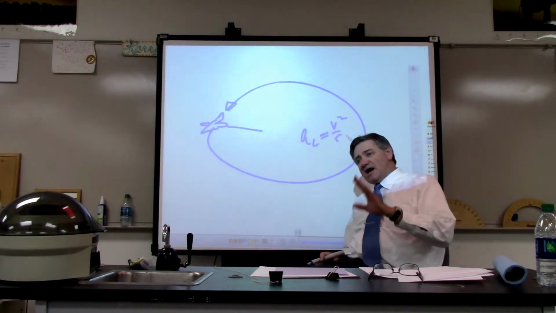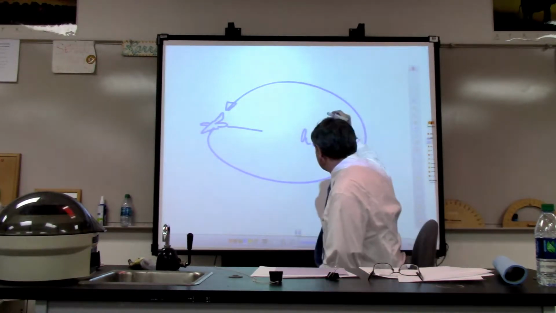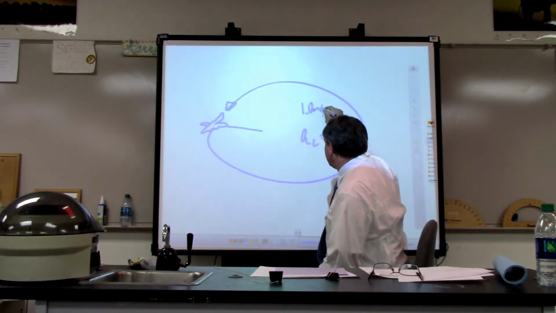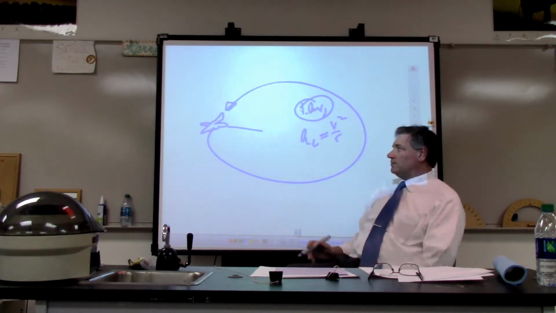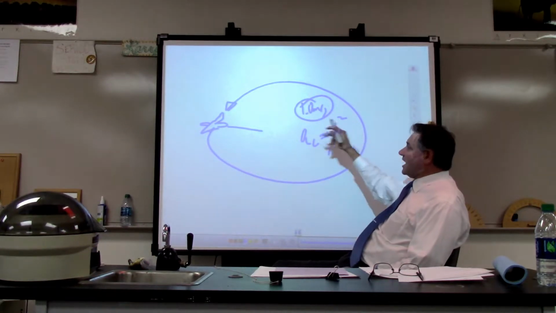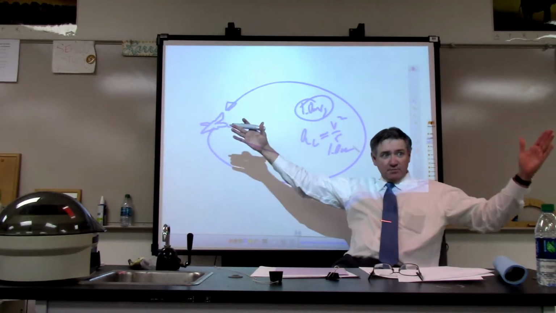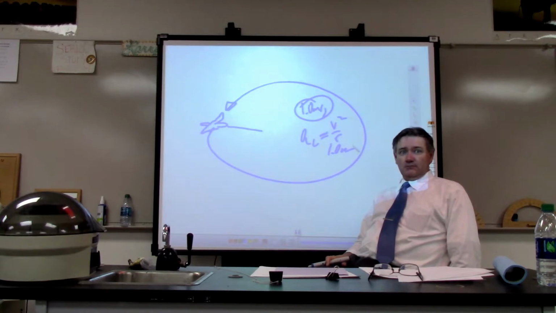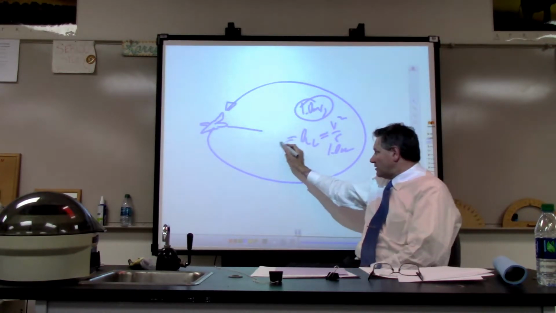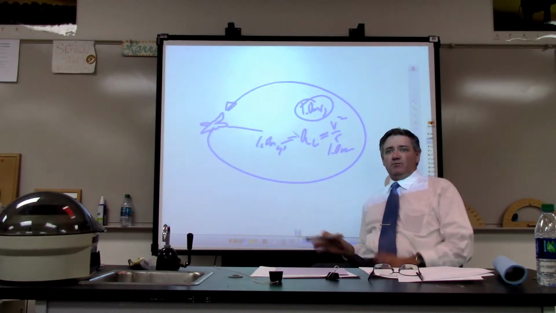What's the easiest velocity you could pick? 1. Okay, so I'm going to let the velocity be 1 meter per second. What's the easiest radius I could pick? 1. Okay? So if I have an airplane traveling at 1 meter per second at a radius of 1 meter, how much centripetal acceleration is the airplane going to undergo? 1 meter per second squared, right? Because 1 squared is 1, divided by 1.